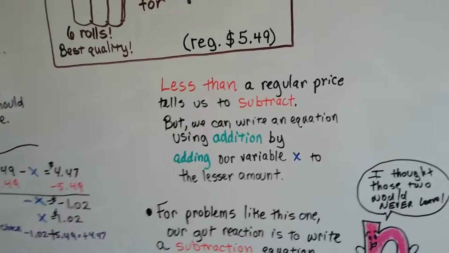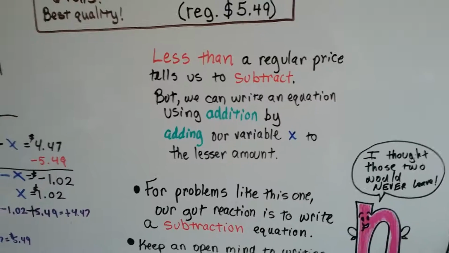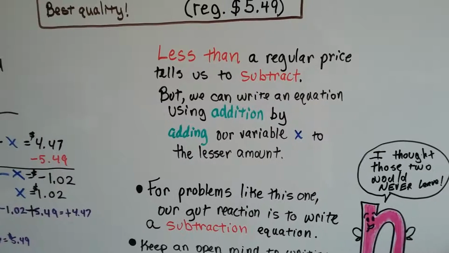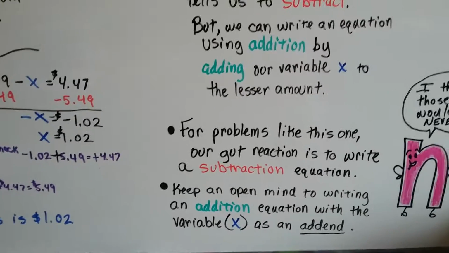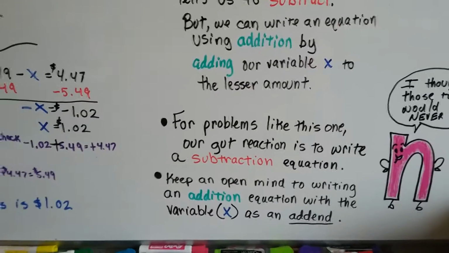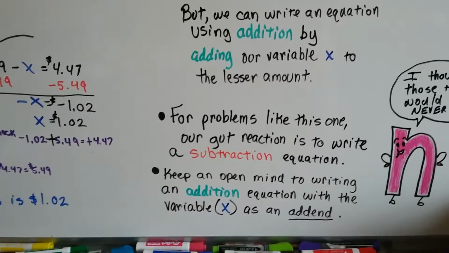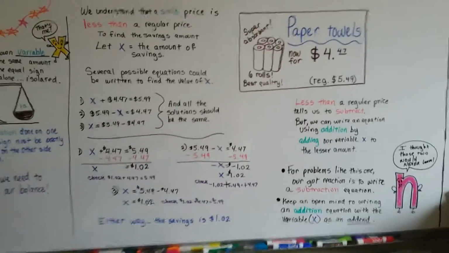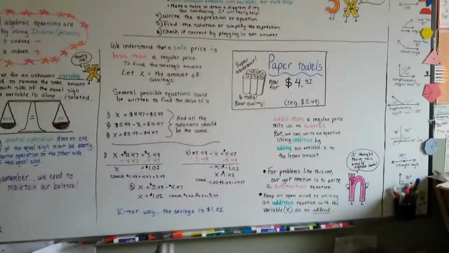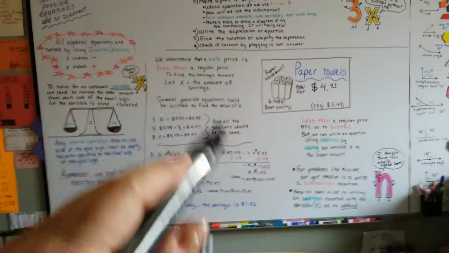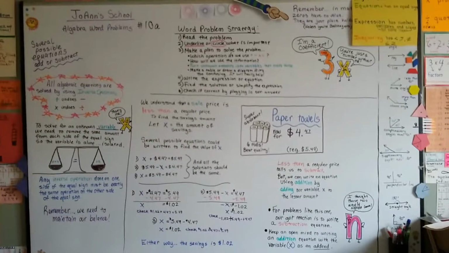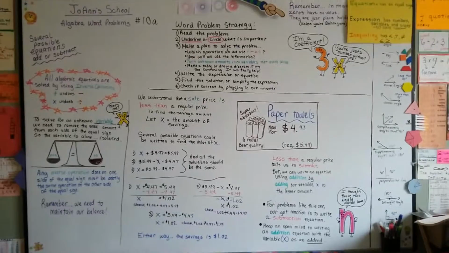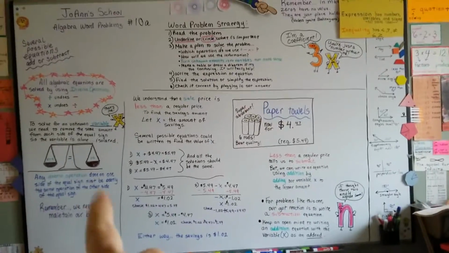So less than a regular price tells us to subtract, but we can write an equation using addition by adding our variable x to the lesser amount. For problems like this one, our gut reaction is to write a subtraction equation. So keep an open mind to writing an addition equation with the variable x as the addend, okay? So your gut says, oh, this is a subtraction problem. What if it turns out that if you use addition and flip the equation around, it might help you, okay? So be open-minded and keep your sense of humor, but keep open-minded, okay? And make sure you maintain your balance, all right?